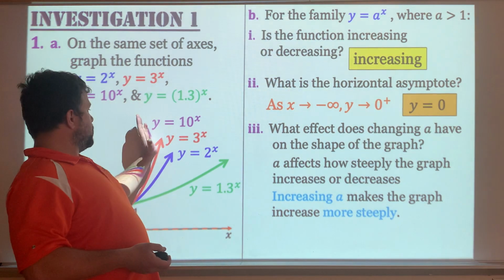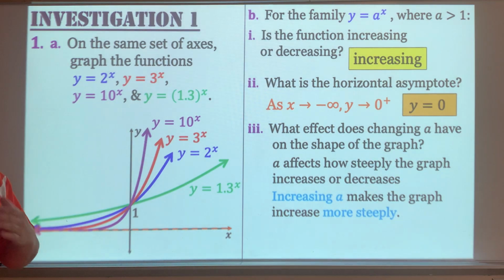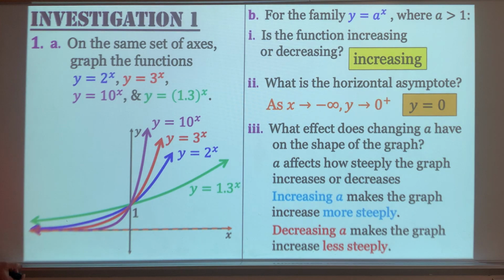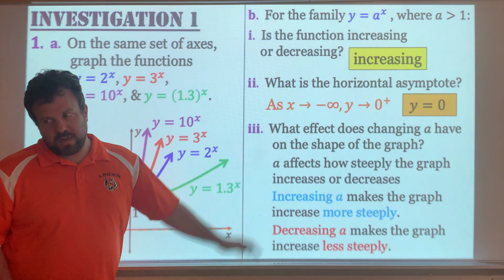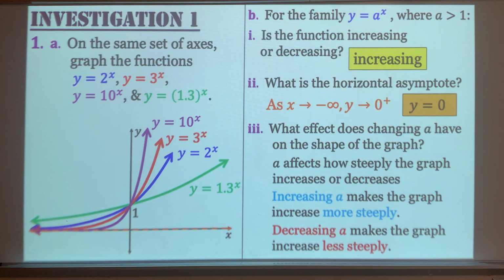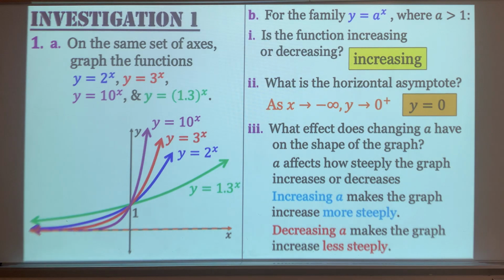Makes it have a sharper turn. Decreasing A flattens out your graph a little bit. It makes it increase less steeply, so it almost becomes like a straight line, the closer you get to 1, because you're just doing values over 1. All right, pretty simple, right? All right, you guys ready? So we just figured out one thing. Let's go find some more stuff.